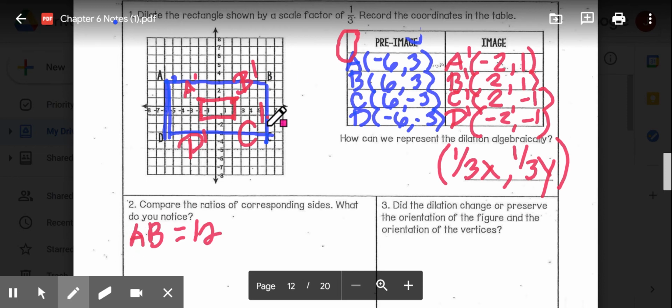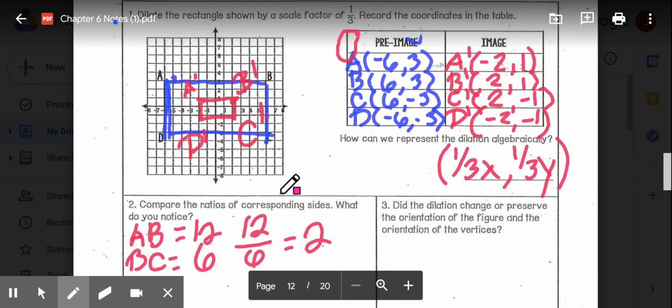And if I compare that to its height in the same original triangle, side BC is 1, 2, 3, 4, 5, 6 units long. So AB over BC, that ratio is 2, right? The ratio of the sides in the original figure is a 2-to-1 ratio, that the length is 2 times the width or the height.